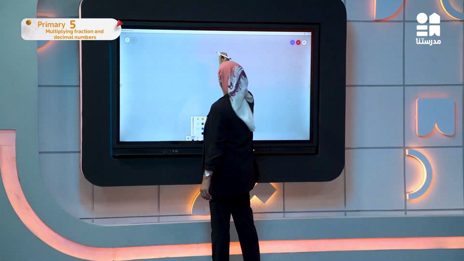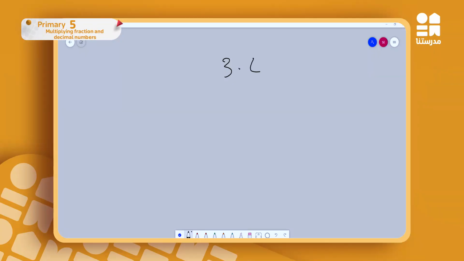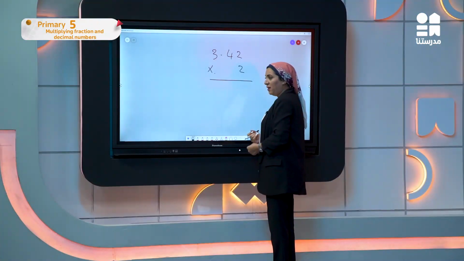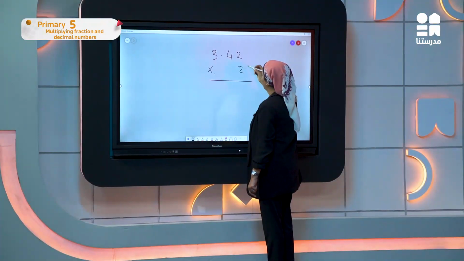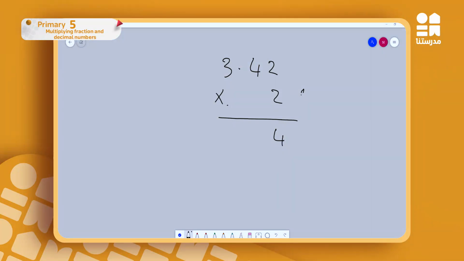Suppose that I have 3.42 times 2, and I want to multiply them by each other. The most important note about this type of question is to ignore the decimal point when I start multiplying. And then, after I multiply, I will count how many decimal places I had, then I will put the decimal point afterwards. So here, 2 times 2 is 4.